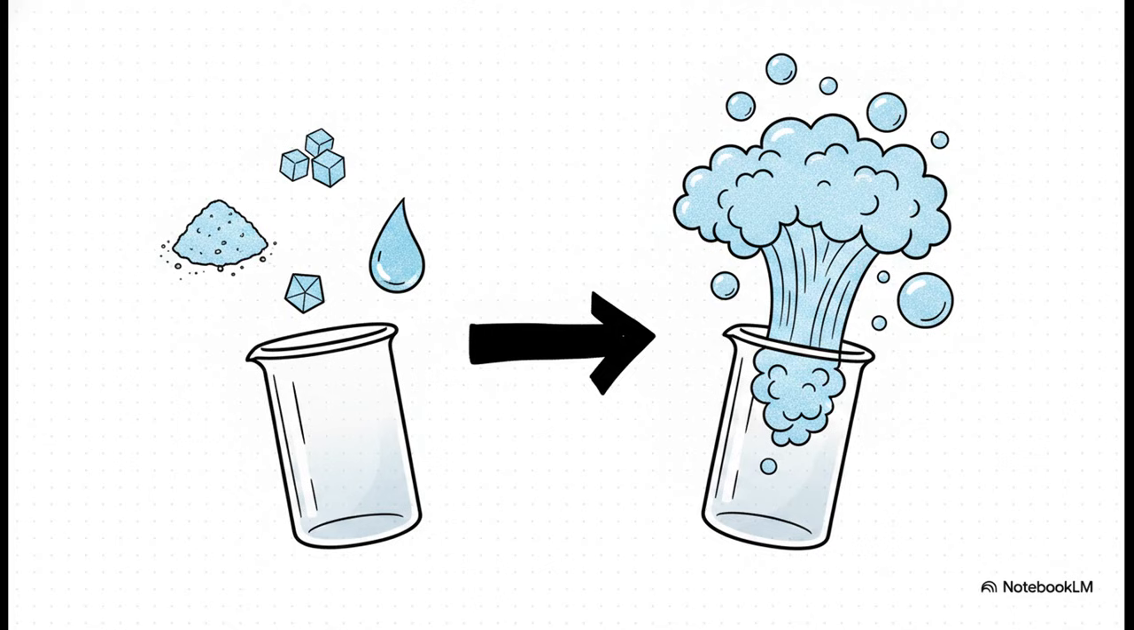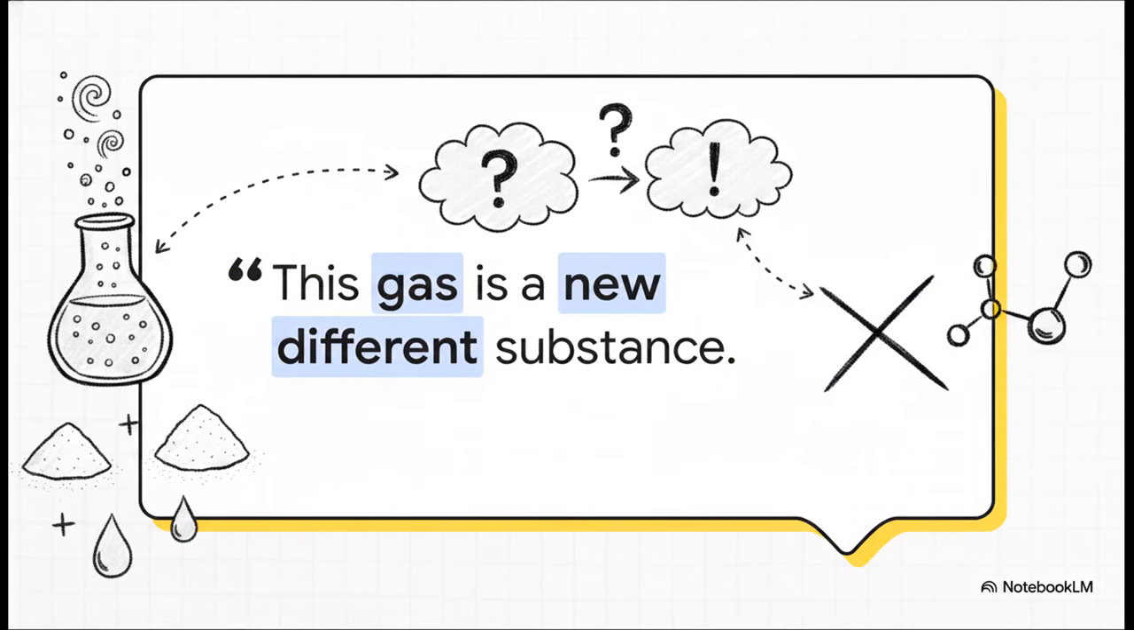Just look at the properties of what we started with compared to what we ended up with. Our starting ingredients at room temperature were baking soda, which is a solid, citric acid, also a solid, and water, a liquid. But our resulting effect, the bubbles, is filled with a gas. The logic here is undeniable. We put solids and liquids together and a gas came out. Which brings us to our grand conclusion.